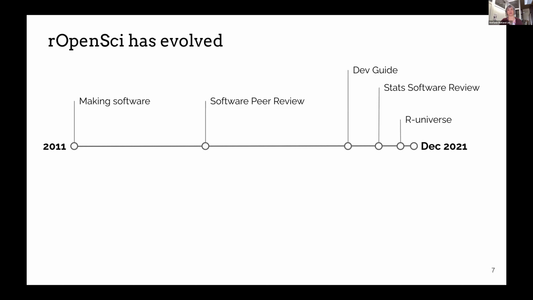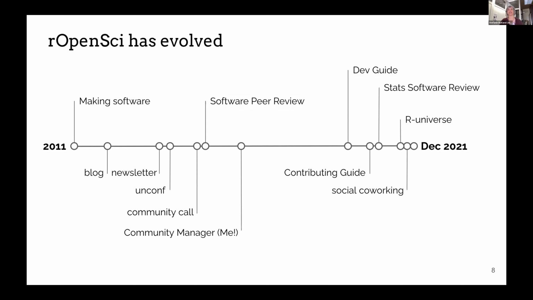Most recently, we launched a statistical software version of our software peer review system and a whole new infrastructure platform called the R Universe that Carl will fill us in a bit about. So from the first blog post ever from rOpenSci in 2012, first UnConf in 2014, and the first of many community calls in 2015, rOpenSci has been a community-oriented and responsive organization.